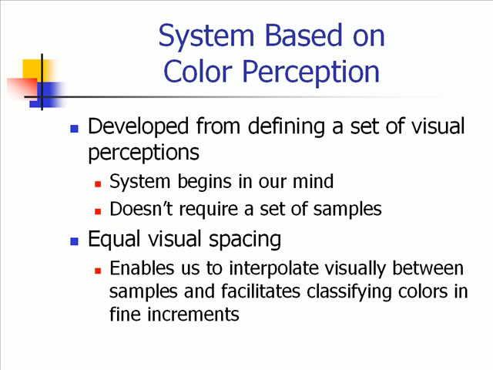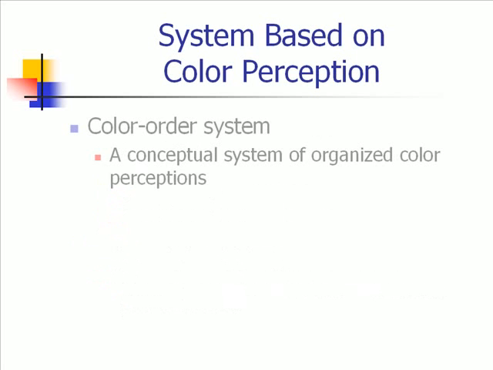What they like to set up in these systems is basically a linear relationship, so you can interpolate accurately between extremes or two samples. With colors, unfortunately, most of the relationships are not linear. They are nonlinear, and there are attempts to make them linear, but they're not perfect. So a color order system is a conceptual system of organized color perceptions. And there are several of those.